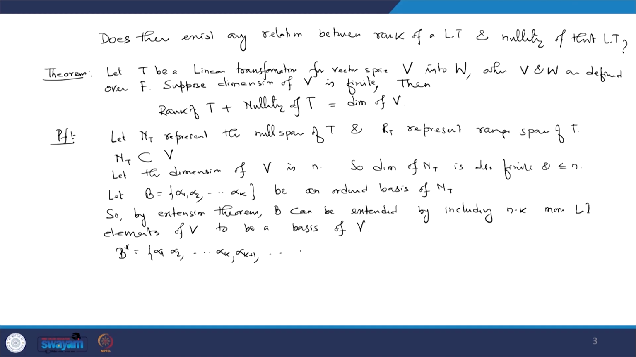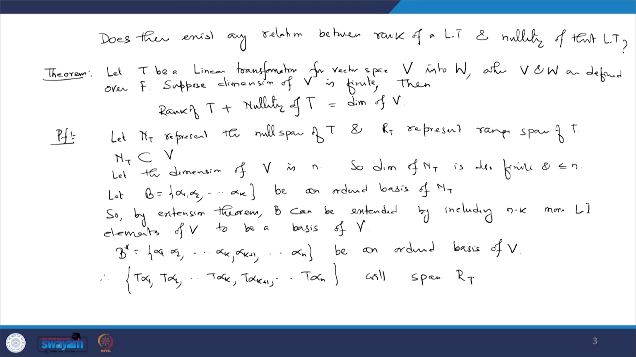Let this be an ordered basis of capital V. So, T of alpha 1, T of alpha 2, T of alpha k, T of alpha k plus 1 and T of alpha n. So, this set will span the range space R T, because any element of V can be written as a linear combination of alpha 1 to alpha n. So, any element in the range space will be a linear combination of T alpha 1, T alpha 2 and T alpha n.